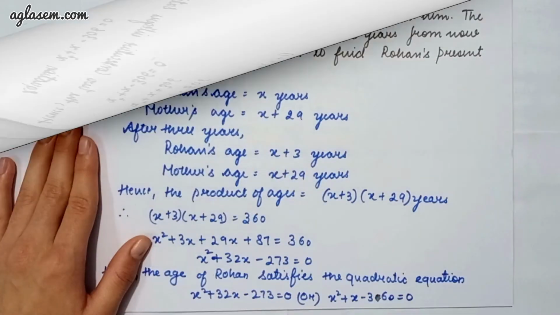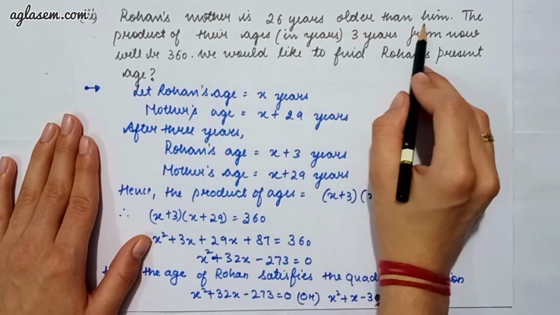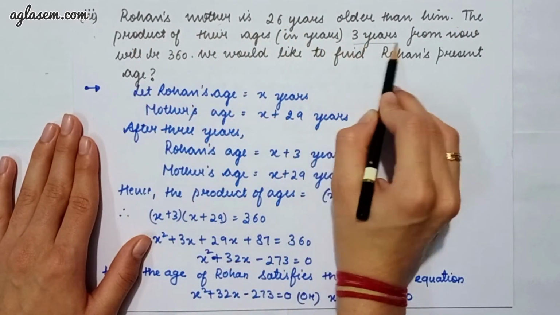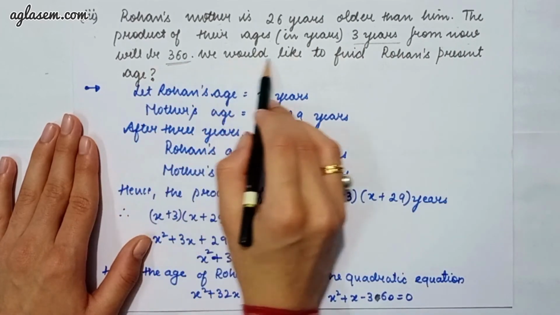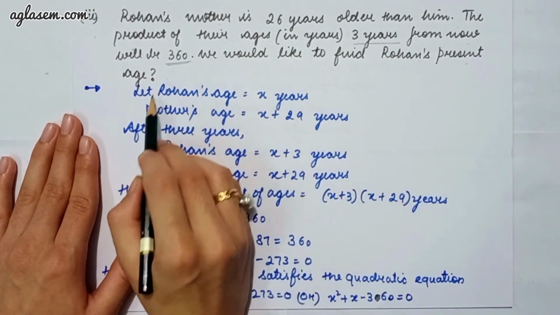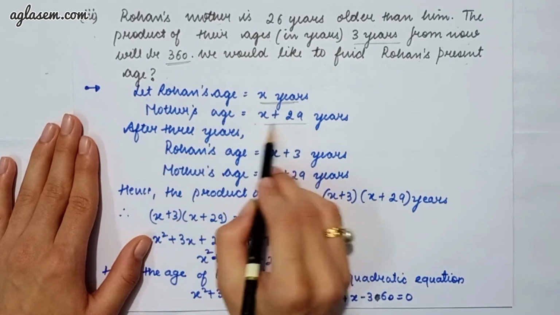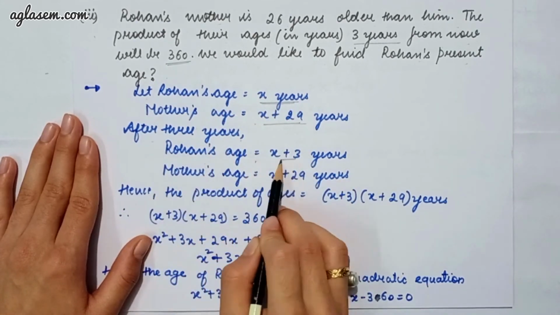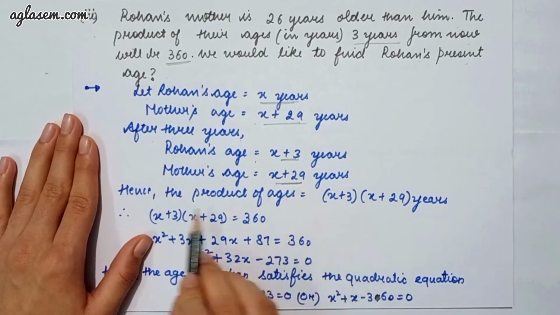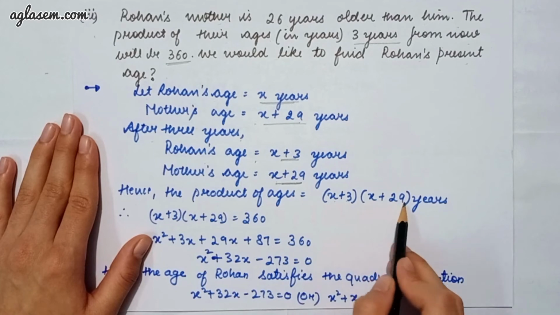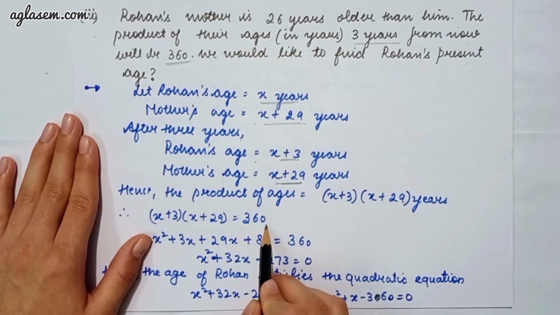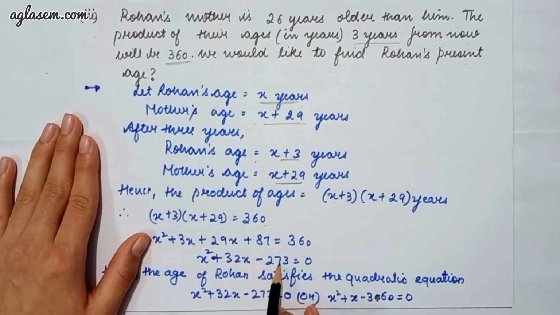to 0. Third part says Rohan's mother is 26 years older than him. The product of their ages in years 3 years from now will be 360. We would like to find Rohan's present age. So we have to let Rohan's age be x and the mother's age will be x plus 26. After 3 years, Rohan's age will be x plus 3 and mother's age will be x plus 29. Therefore, the product of ages is x plus 3 into x plus 29, which will be equals to 360. So after solving this equation, we will have an equation that is x square plus 32x minus 273, which is equals to 0. So the age of Rohan satisfies the quadratic equation, that is x square plus 32x minus 273, which is equals to 0.